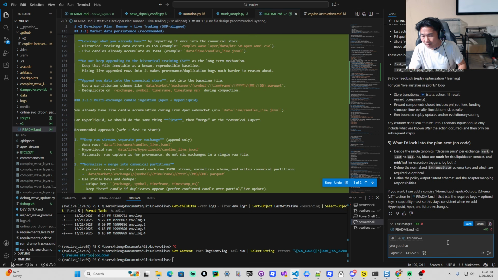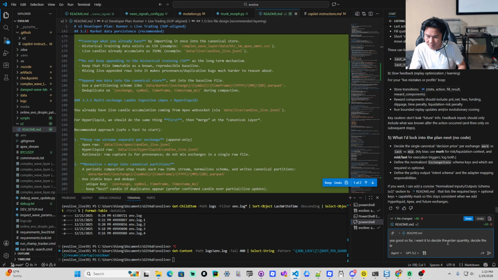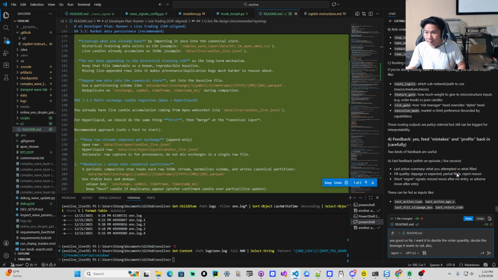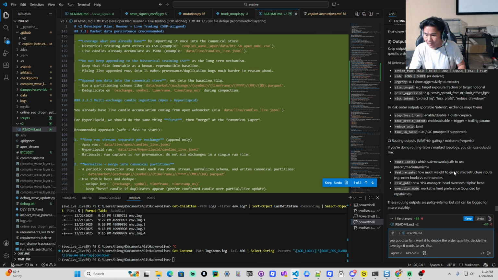Good so far. Want it to decide the order quantity, decide the leverage, set, also the action type.